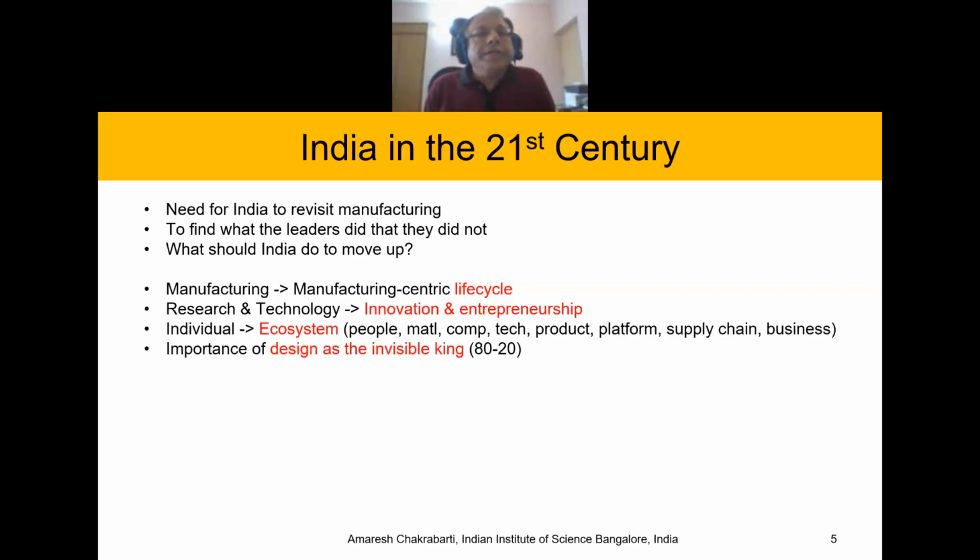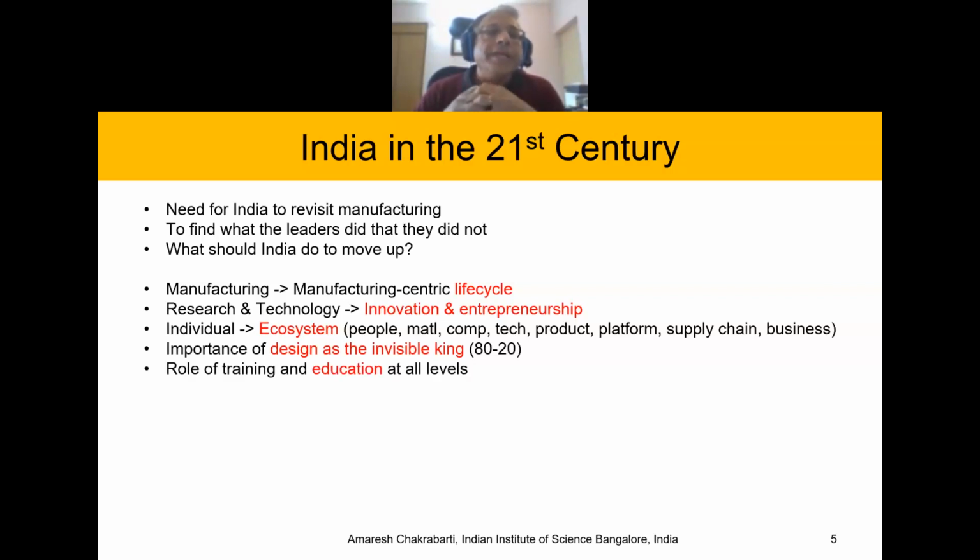And the importance of design as the invisible king has arisen. It's easy to see something is happening when metal is being cut, but it's much more difficult to see that the decision to cut the metal happened much earlier, when hardly any money was being spent. That's something that for a long time got missed out and is beginning to be understood as you go along.